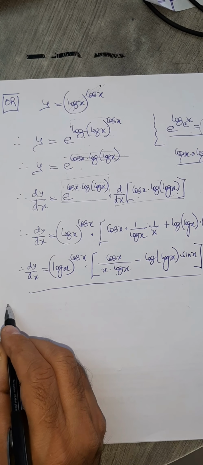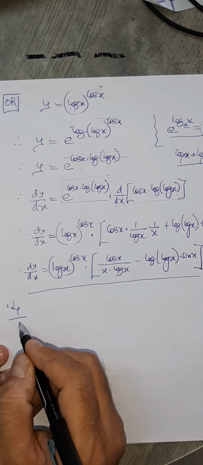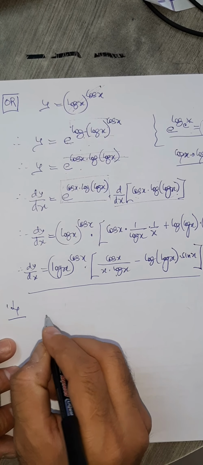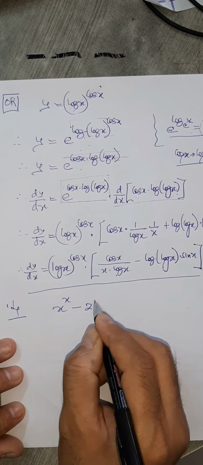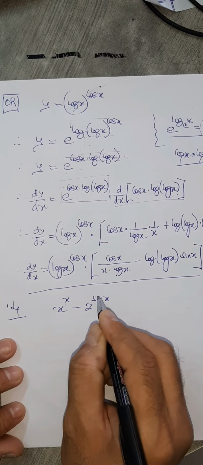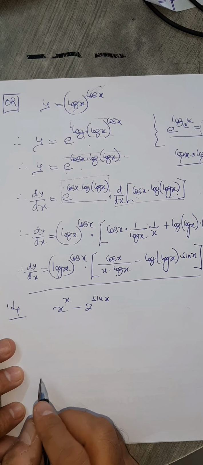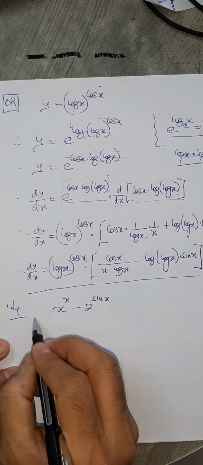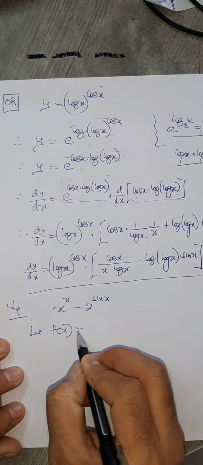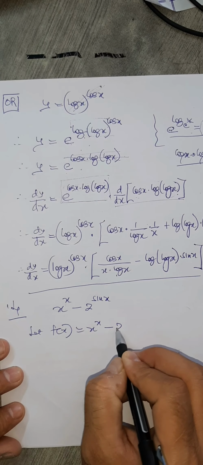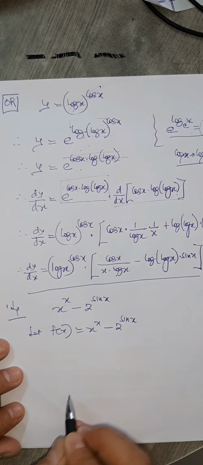Question number 4, the fourth question. There the function is x raised to x, variable raised to variable. You must have realized 2 raised to sin x is not the variable raised to variable. Let us call this f(x), for example. f(x) equals x raised to x minus 2 raised to sin x.